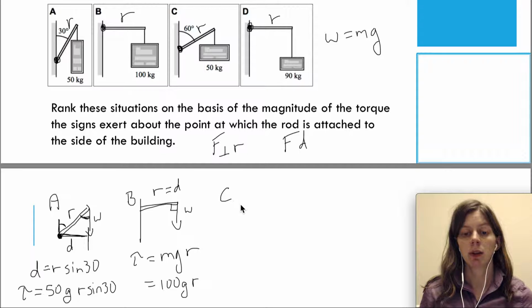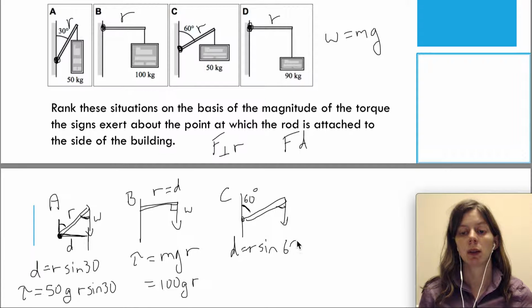Let's keep going. So you see how with ranking tasks, you get to practice this several times. This one is very similar here, but the angle is different. Now the angle is 60 degrees instead of 30 degrees. The mass is still 50 like case A. So we're going to use the same definition as case A. The only difference is that d is going to be r sine 60. d is this distance right here. So the torque is going to be 50 g r sine 60.